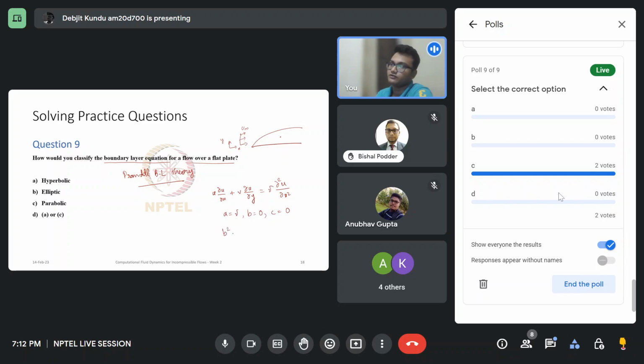So if I try to find out b square minus 4ac, what would it be? 0 square minus 4 into nu into 0. So basically I will get 0. And the correct answer would be then what? Parabolic, right? So if this is 0, we get parabolic equation. So let's have a look at the correct answer. It is option C, parabolic.